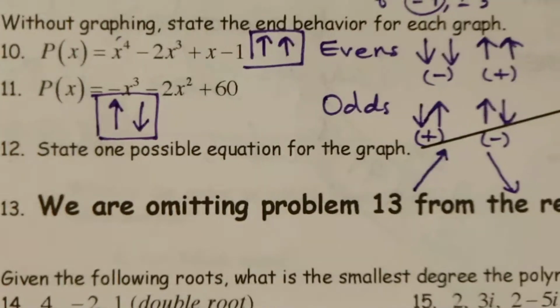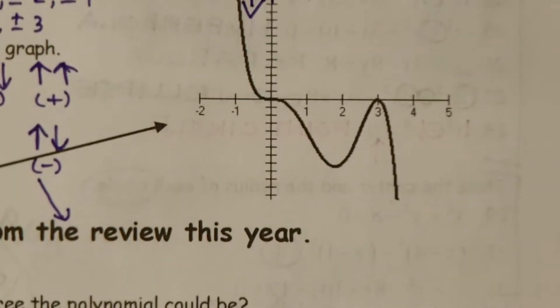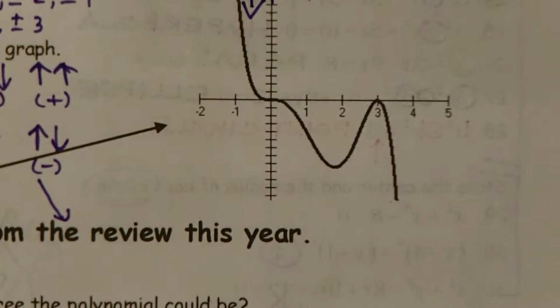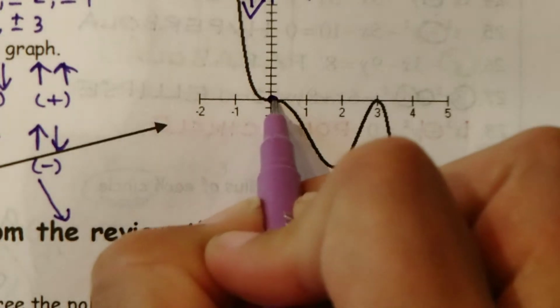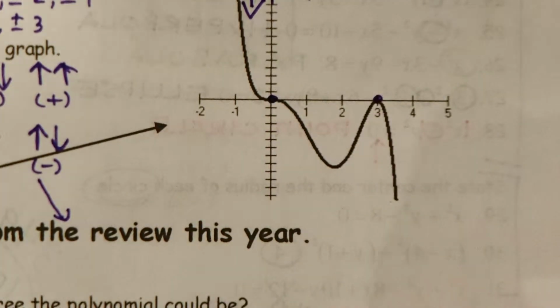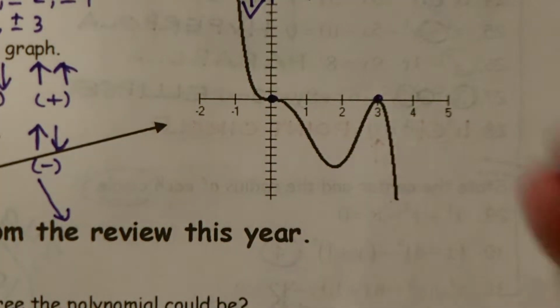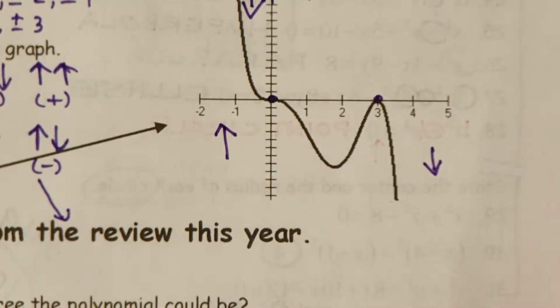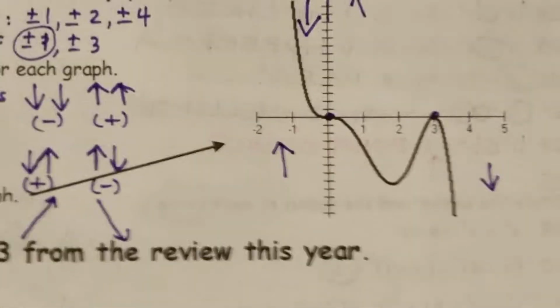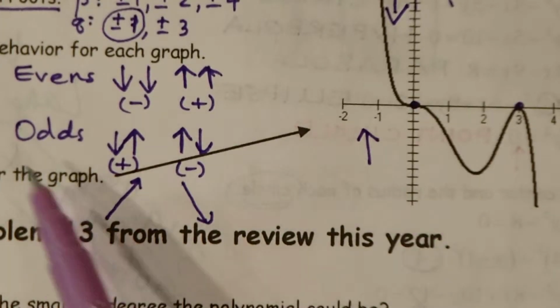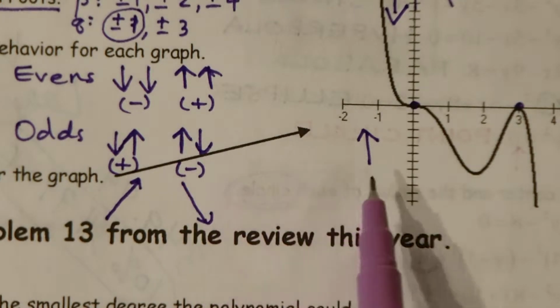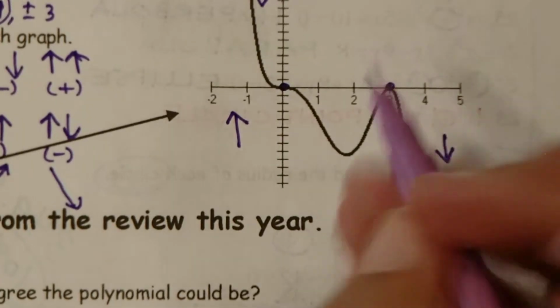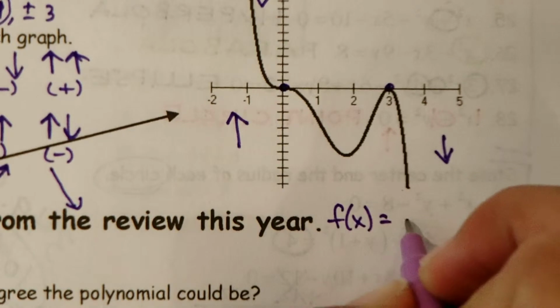Okay, now let's look at number 12. State one possible equation for the graph. So now we're going to look at this graph here. Simply by looking at the graph, we can see there's a root at 0 and at 3. We see that the direction is up, down. Just as a quick review, for the odds, when it's up, down, that means it's negative. So let's start our function off. We can say f of x equals negative something.